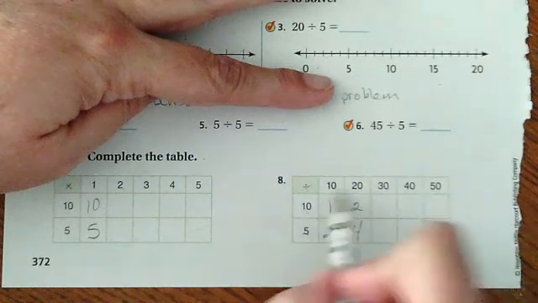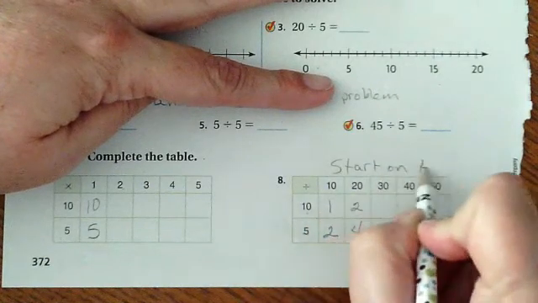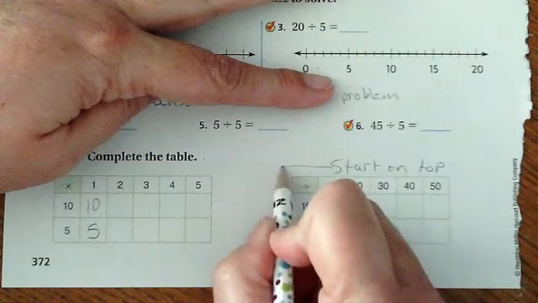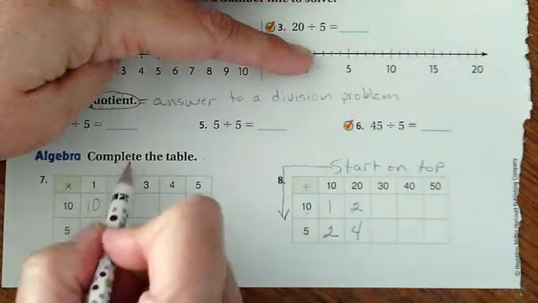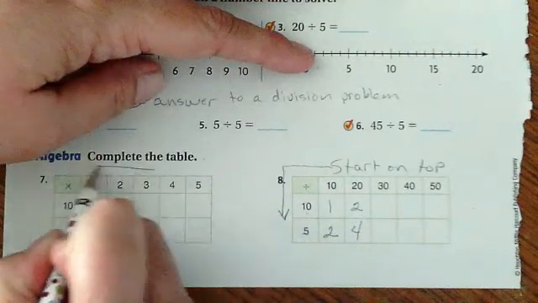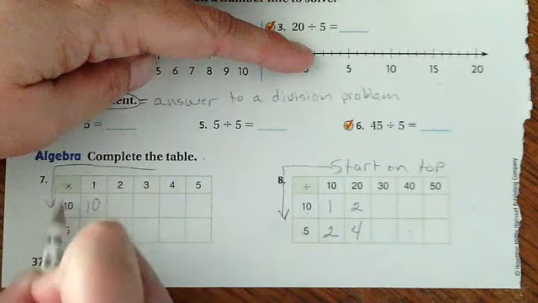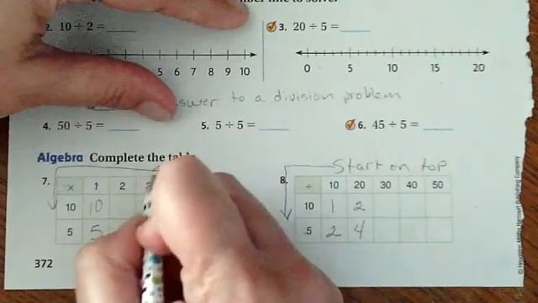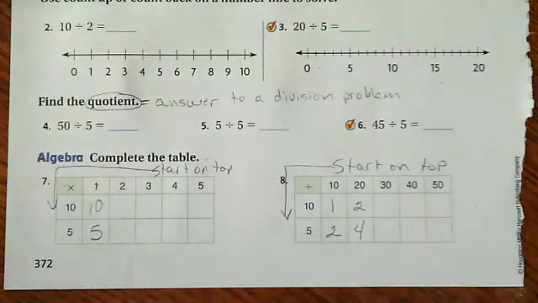So on these ones, start on the top row. Start here. Start on top and then go this way. Okay? You can do the same thing over here, just so you don't get confused. Start at the top row, so 1 times 10, 2 times 10, 3 times 10, and go that way. So start on top. Okay, when you're finished, check your work.